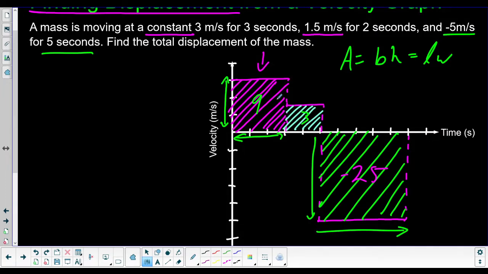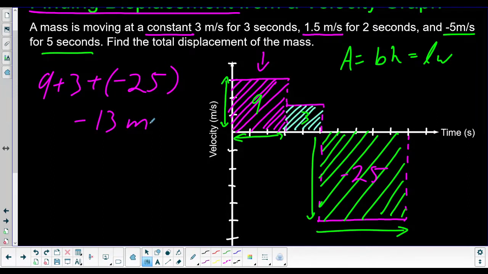So during this time, if I'm going 3 meters per second for 3 seconds, I go 9 meters. If I go 1.5 meters per second for 2 seconds, I'll go 1.5, then another 1.5. So I go 3 meters. And then I go back 5 meters per second for 5 seconds. So I go back 25. So we just add these three numbers together. So 9 plus 3 plus negative 25. 12 minus 25. We're going to go a total of negative 13 meters. Cool. Awesome.